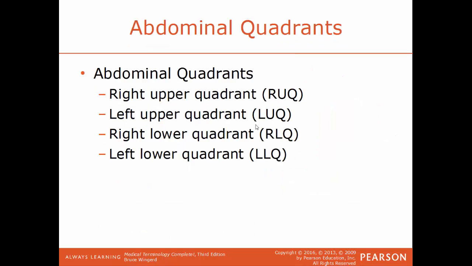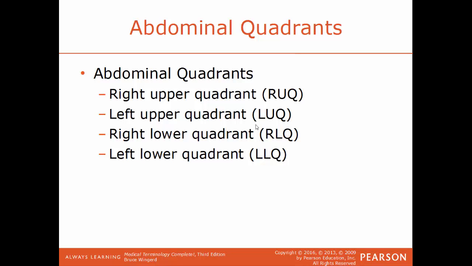And the quadrants have abbreviations that can be used, so you don't have to write out the full name. You can abbreviate the right upper quadrant by putting RUQ, or left upper quadrant LUQ, right lower quadrant RLQ, and left lower LLQ. And again, these regions we just talked about, these 9 regions, these 4 quadrants, are only in reference to the abdomen.